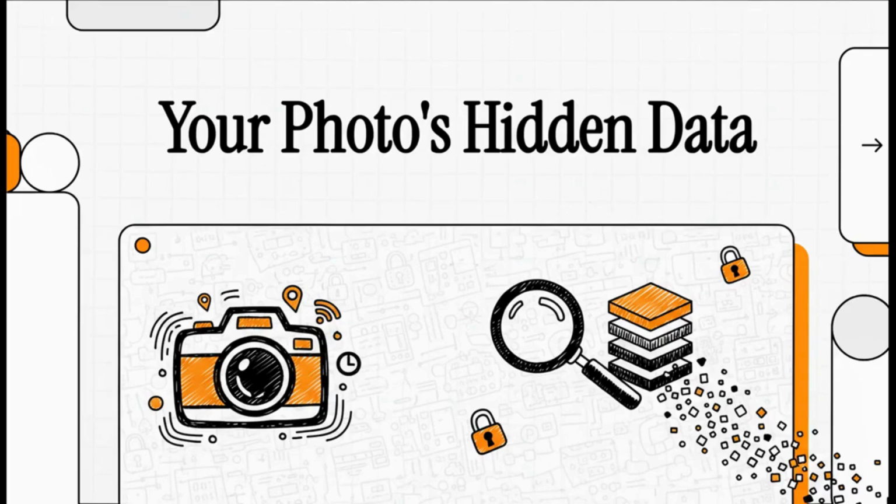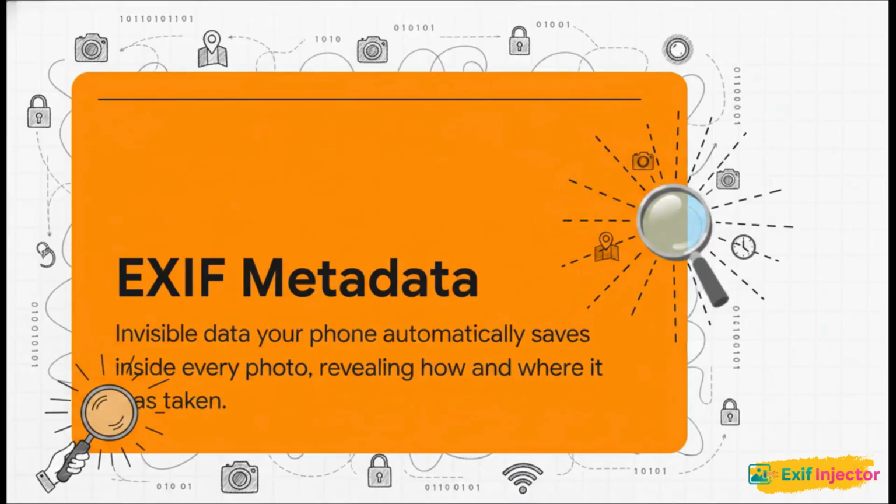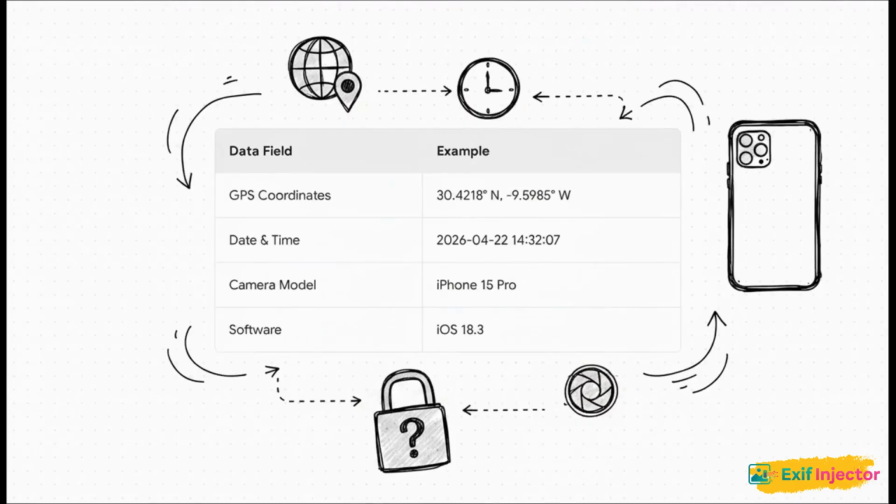Okay, let's talk about the secret data hiding inside every single one of your photos. Yep, it's true. Every single picture you take contains a hidden layer of information. This stuff is called EXIF metadata, and it gets attached to every single shot you take. It's got details like your precise GPS location, the time, and even your phone model.